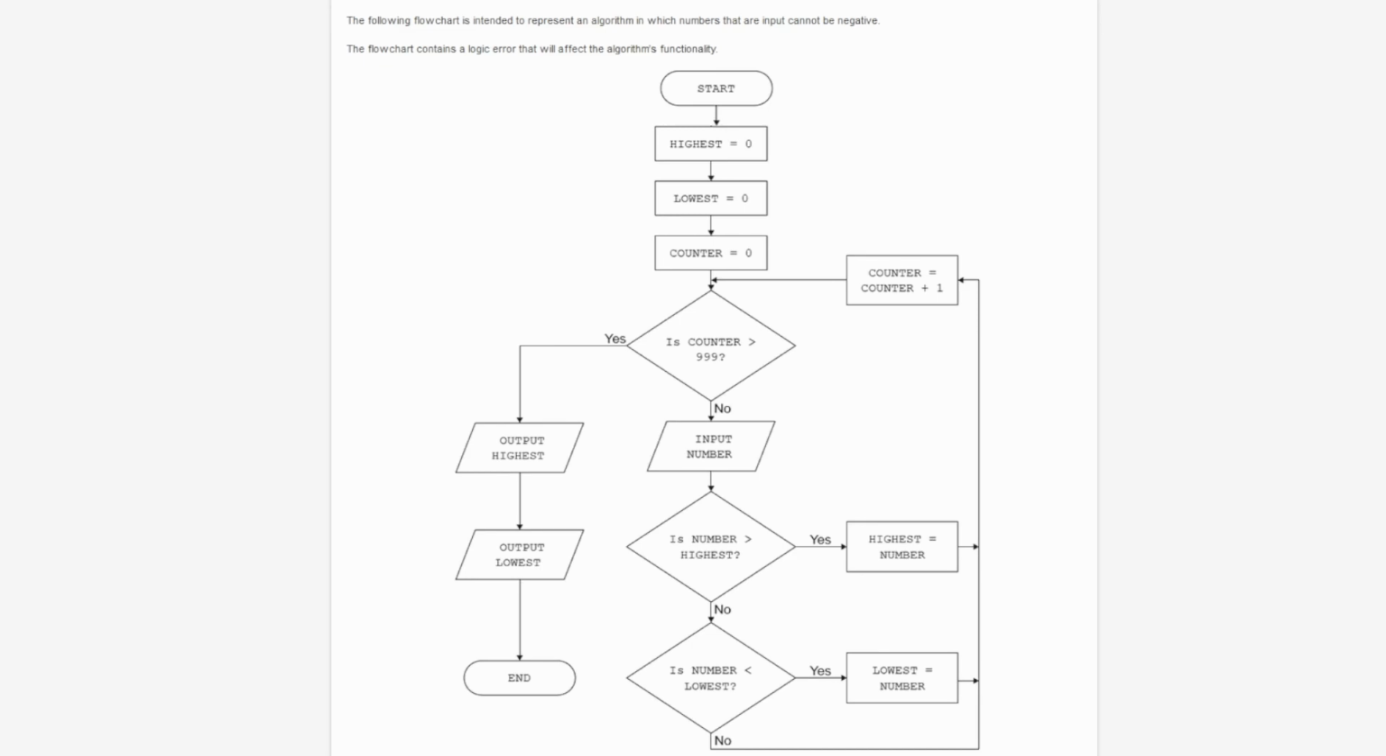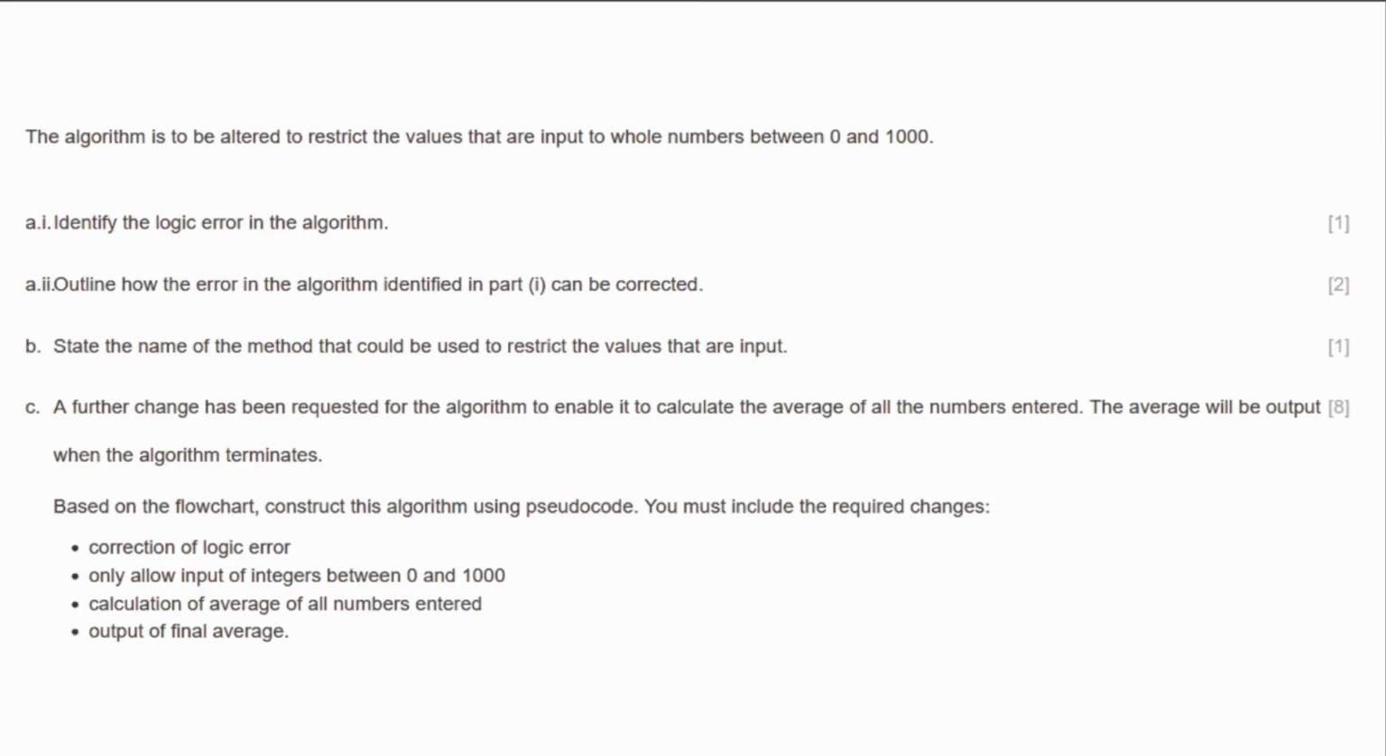Hello, we're going to be looking at this question here. It says, the following flowchart is intended to represent an algorithm in which numbers that are input cannot be negative. The flowchart contains a logic error that will affect the algorithm's functionality. The algorithm is to be altered to restrict the values that are input to whole numbers between 0 and 1000.